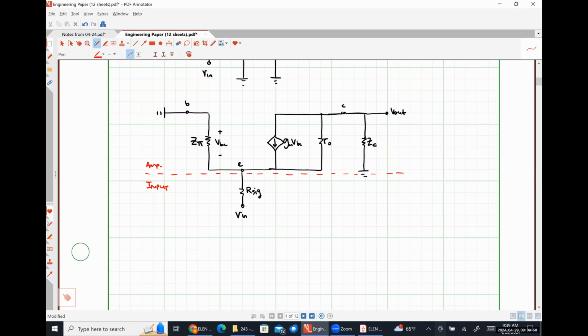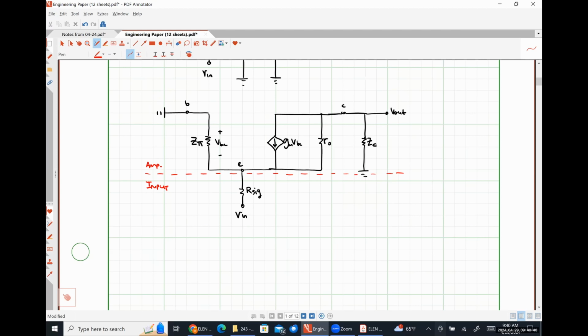So if I applied my input voltage directly to the emitter node, what would this look like? Just a simple common base amplifier that has a gain of GM times R naught in parallel with ZC, right? Then I have that input stage looking in to that emitter node. I would have a resistance of effectively Z pi in parallel with 1 over GM.